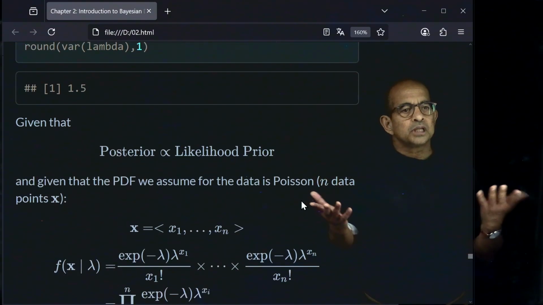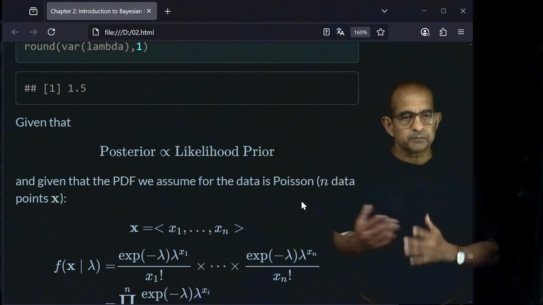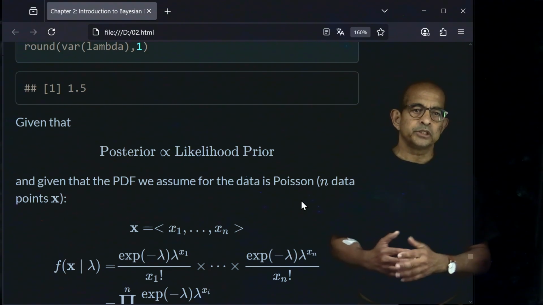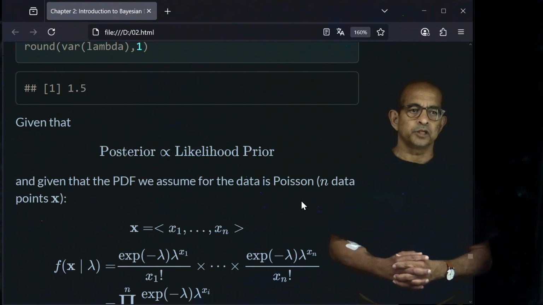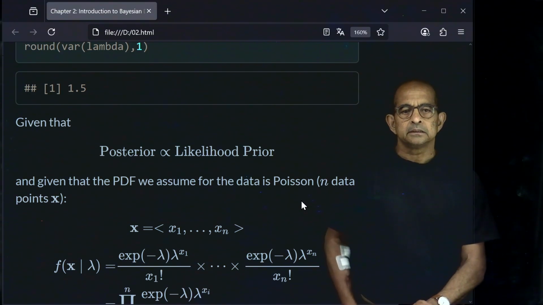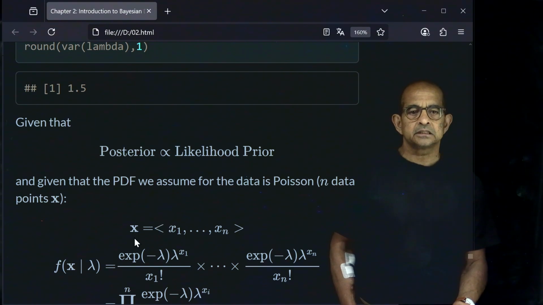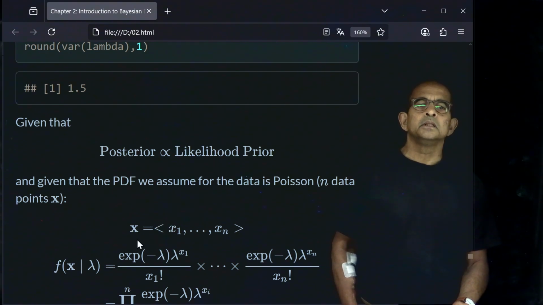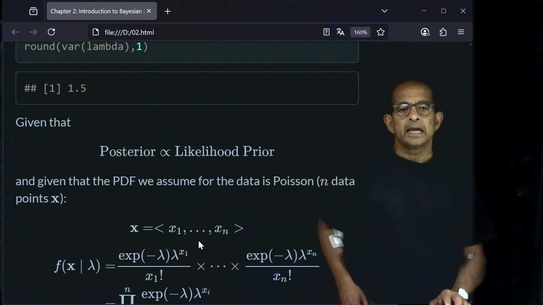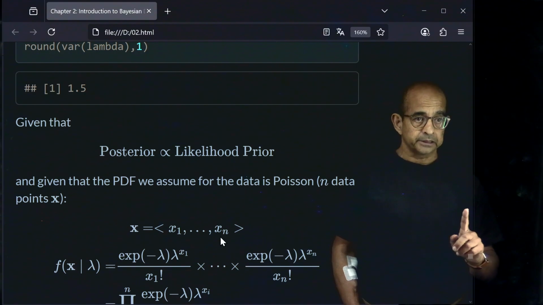Okay, so now we get to the crux of the matter. All this preamble brings us to the point where we are going to multiply the likelihood with the prior. Let's assume that our data consists of a vector of values. This vector is in boldface, by the way, and I'm representing it with angle brackets. Each of these n data points is assumed to be independent.